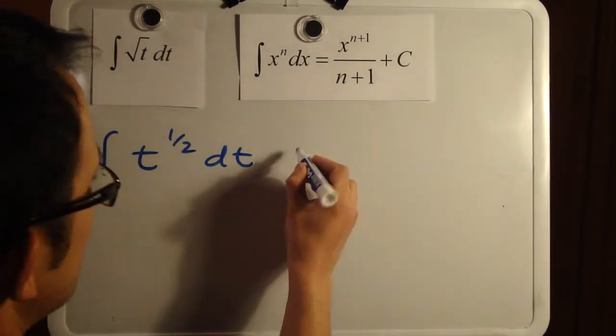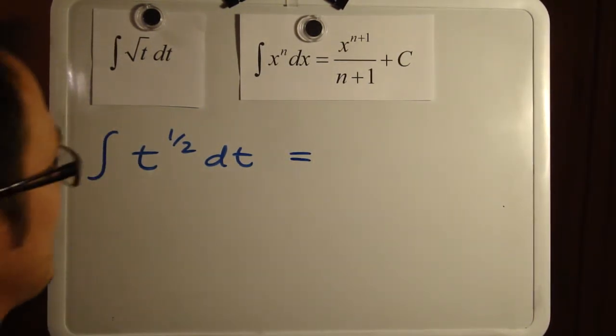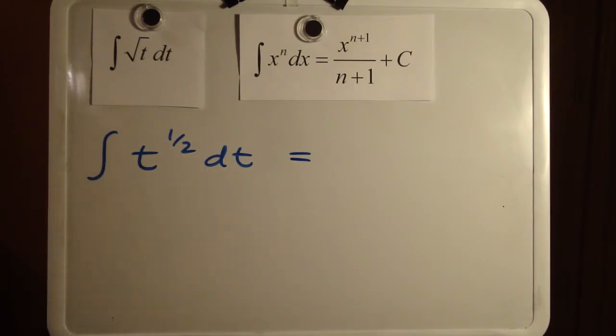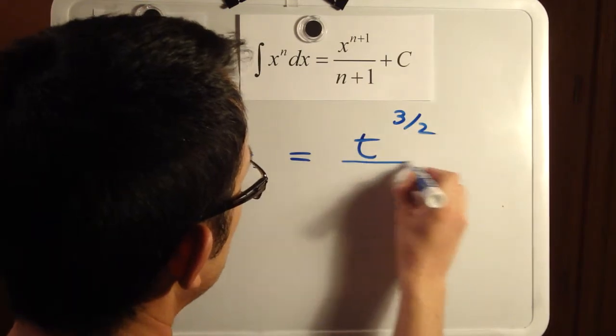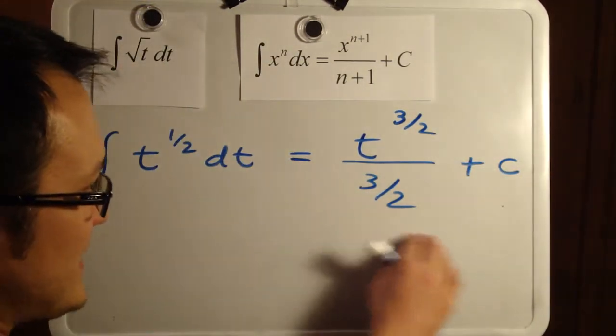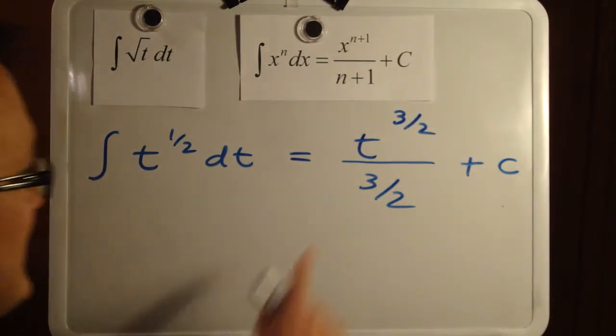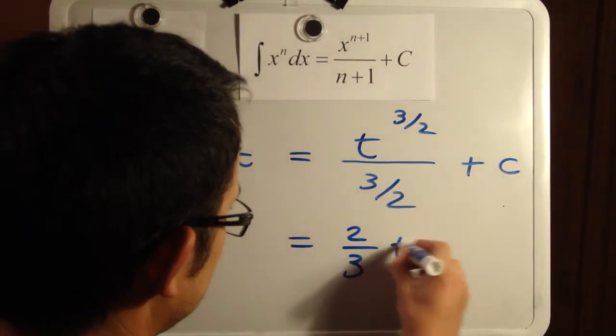So as soon as we have this expressed as x to the n or t to the n, then we're all set. So all we're going to do is to increase the power by 1 and then divide by that same number. So we're going to add 1 to 1/2. So this will look like t to the 3/2 and then divided by the same number, 3/2 plus c. So what we have here is the antiderivative. And so division by 3/2 is the same as multiplying by 2/3.